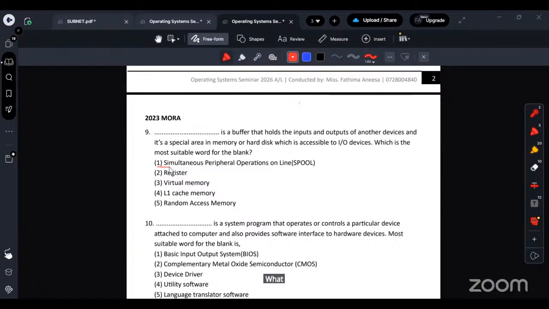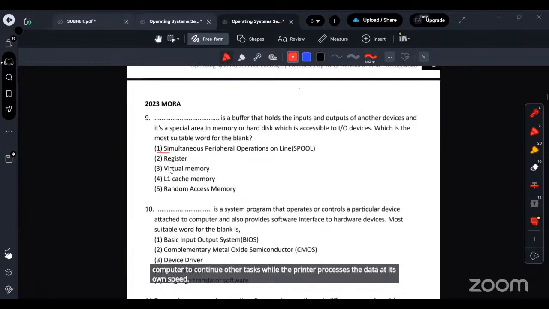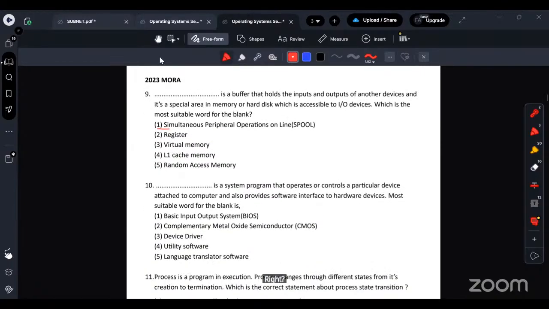What is spooling? It is a process in which data is temporarily held in a buffer, usually on a disk, while waiting to be executed by a device or a program. So this is commonly used for what? For print jobs, right? It allows the computer to continue other tasks while the printer processes the data at its own speed, right? Was that clear?